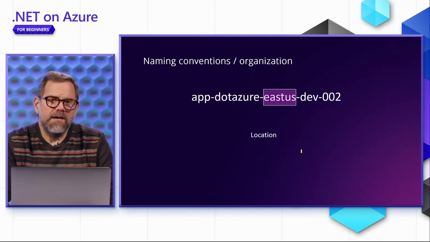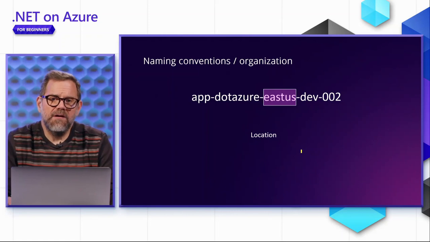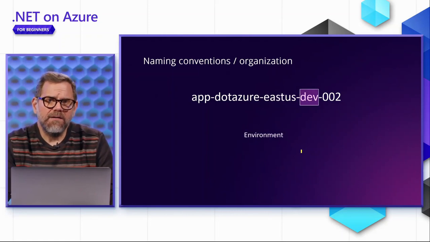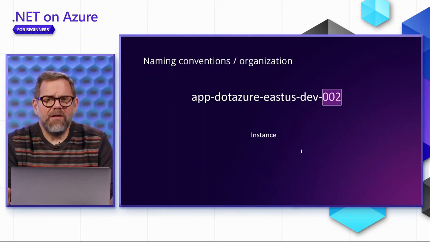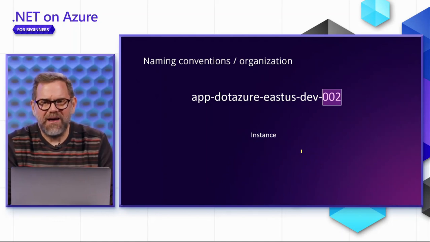where it's running, here running in East US, the environment, dev, and then the instance. So this is rather verbose, but just by looking at it, I can tell exactly what it is, which is great. Really it's just a folder structure for me to understand everything. And so then let's go through.